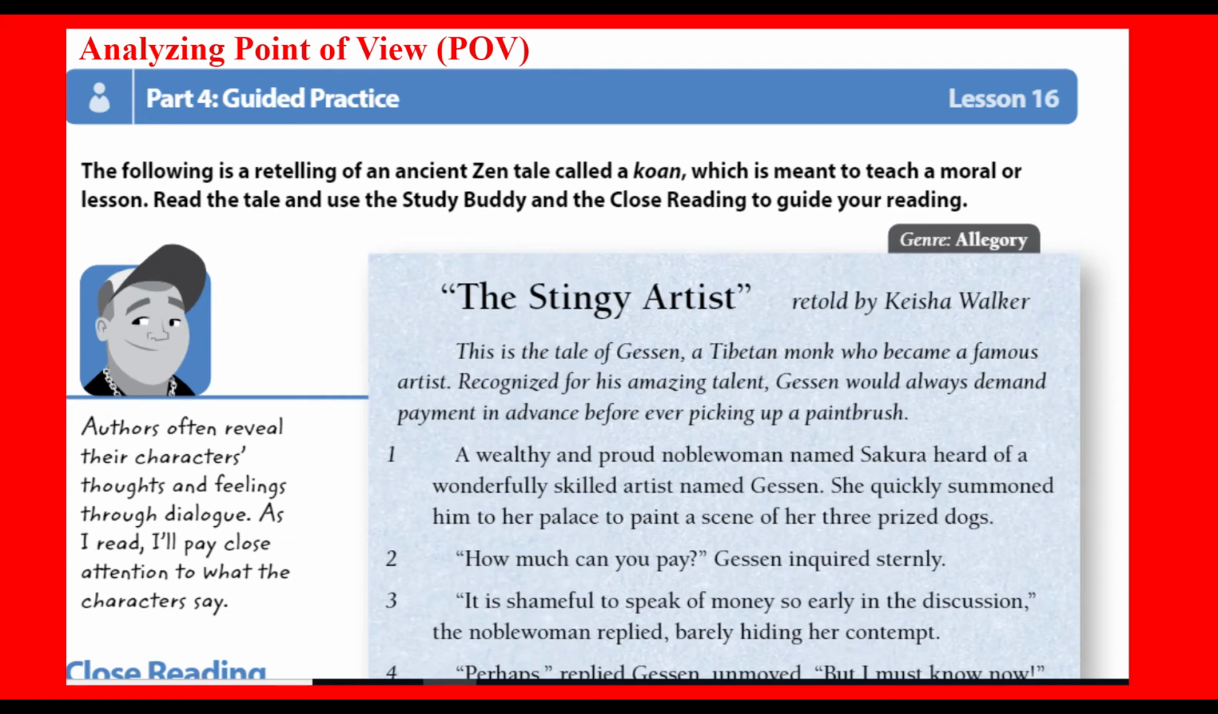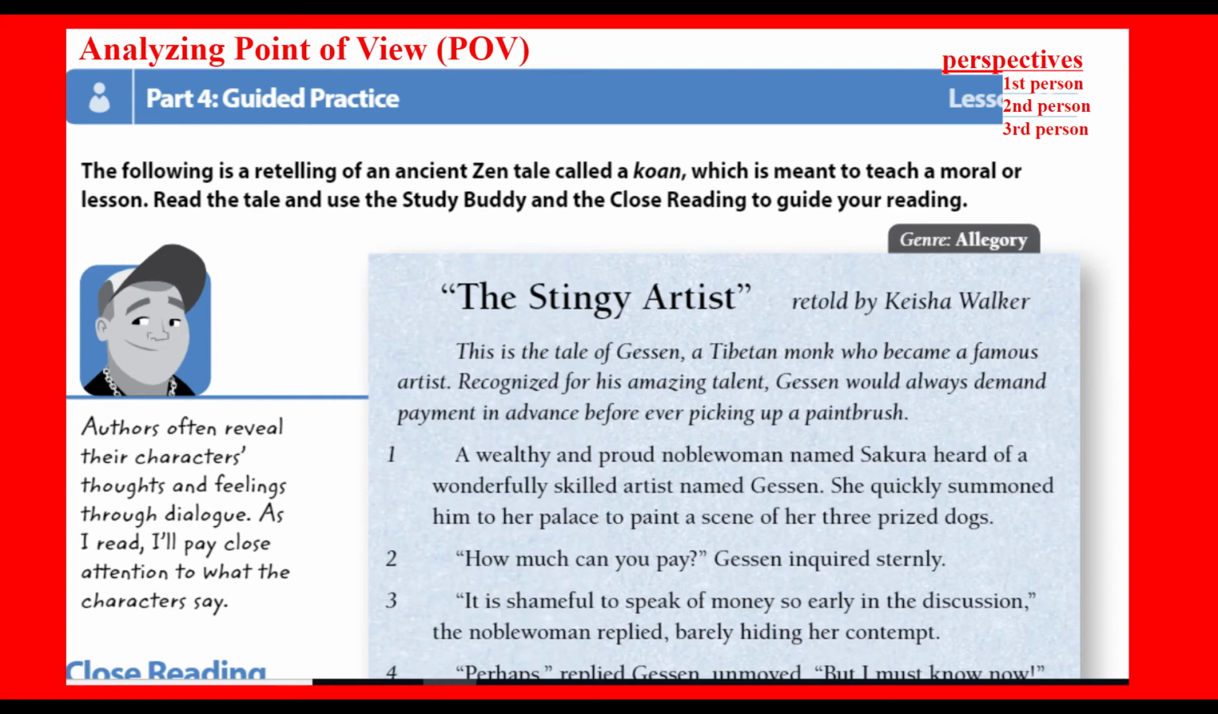Okay, so when we are thinking about point of view, we have to think about perspectives. And we have three different types of perspectives that we look at. We look at first person, second person, and third person. First person perspective uses the words I, me, my, we. And it is usually the character who is the one telling the story. That's how you know it's first person perspective.